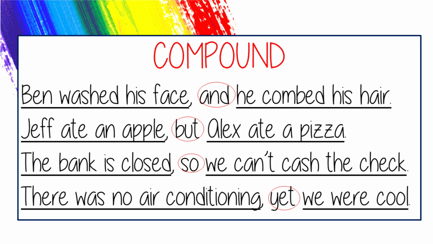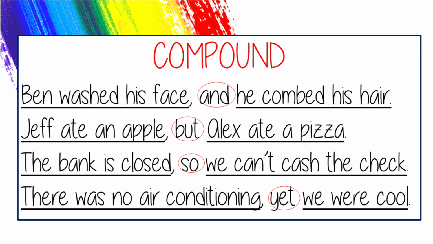When we join 2 independent clauses with and, we must put a comma in front of and. Look at the next sentence. Again, we have 2 independent clauses. The first one, Jeff ate an apple. The other simple sentence is Alex ate a pizza. We're joining them with the conjunction but, so we must put a comma in front of but.